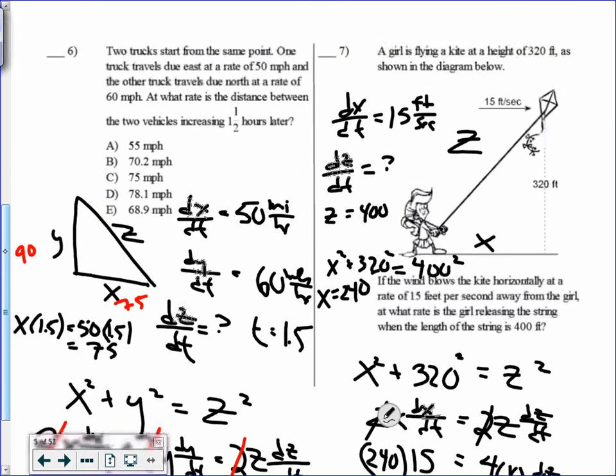Okay, so two trucks start from the same point. One truck travels due east. So here's the point they're starting from. So one truck's going east at a rate of 50 miles per hour. The other truck travels north at the rate of 60 miles an hour.